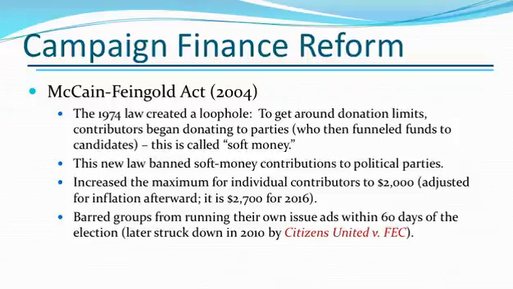So the McCain-Feingold Act, this is John McCain and Russ Feingold, a Republican and a Democrat. So this is a bipartisan bill that had pretty wide support. But what it's going to do now is address this new problem of soft money. So we have bans on soft money to political parties, and it increases the maximum amount for individual contributors to $2,000, and from that point forward, it'll be adjusted for inflation. So for example, in 2016, it's now up to $2,700.